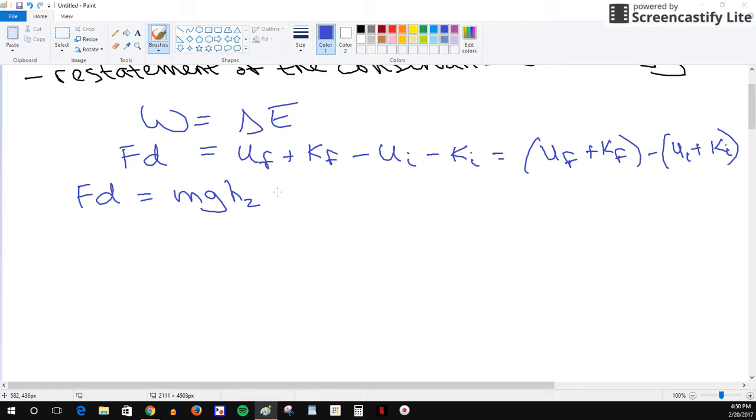And similarly, the final kinetic energy is equal to 1/2 m times the final velocity, which we could call v2 squared, of the fluid. And then we could just do the same exact things for the initial potential and kinetic energies. So we could subtract mgh1, and we could subtract 1/2 mv1 squared.